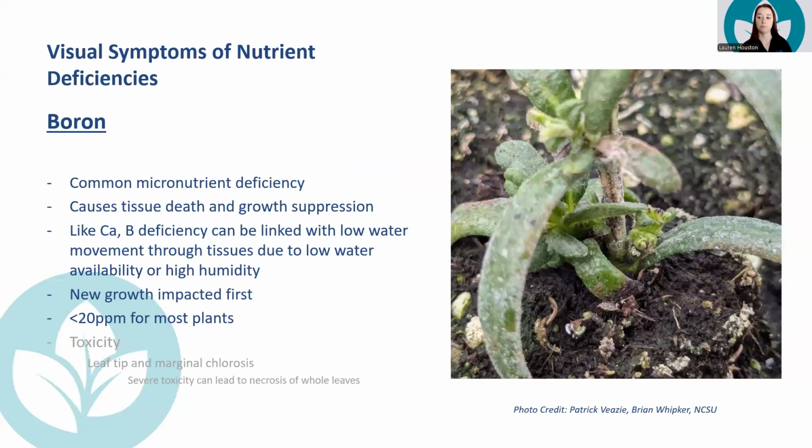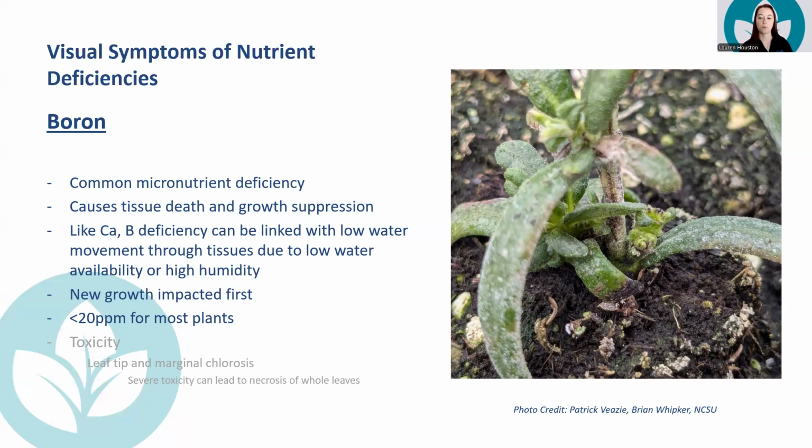Next is boron. Boron is another common micronutrient deficiency, and it does have very distinct symptoms. It's usually very easy to identify. Because boron is immobile in plant tissues, those deficiency symptoms appear in younger tissues first, and those younger tissues will look stunted. The growth will be almost non-existent. It commonly causes a stubby appearance where the younger leaves stop growing and fail to develop altogether.